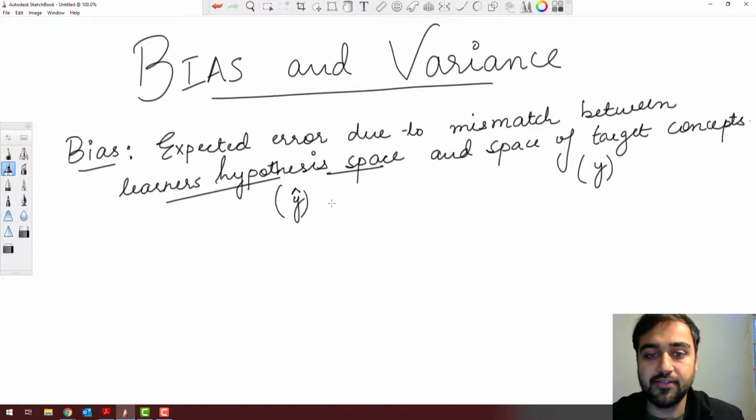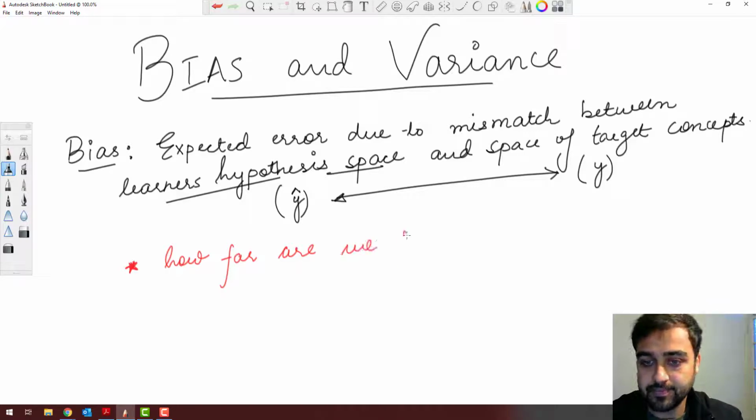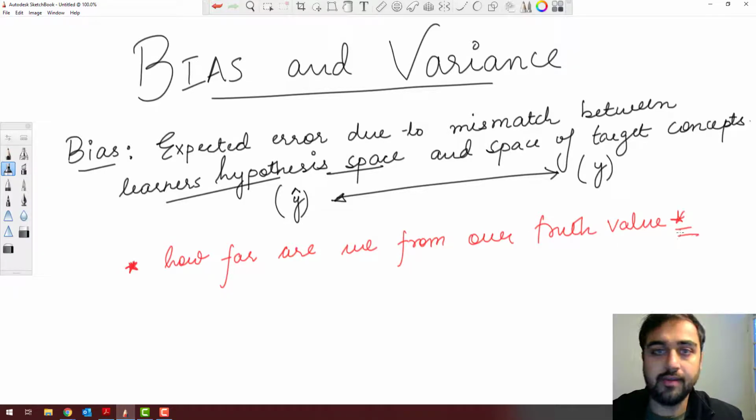So bias is basically the difference between the predicted value and the output value, right? That is, the bias is the error due to the mismatch between the expected value and the target value. If I want to express it in easier terms, I would say bias is how far are we from our truth value, right? So this is how you define our bias. Now let's proceed on to variance.